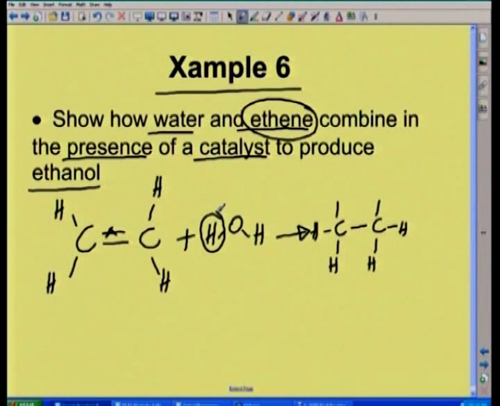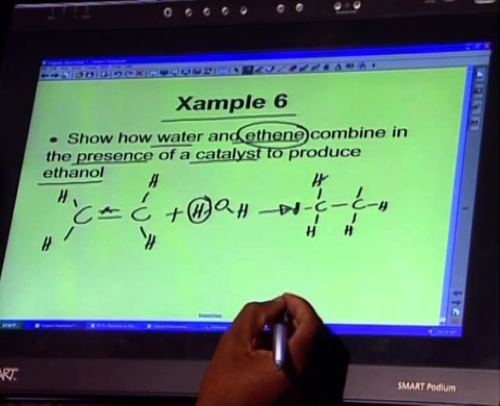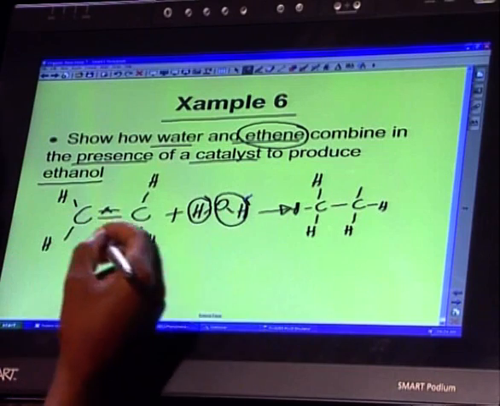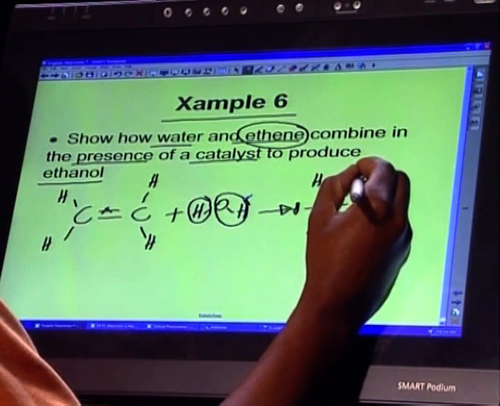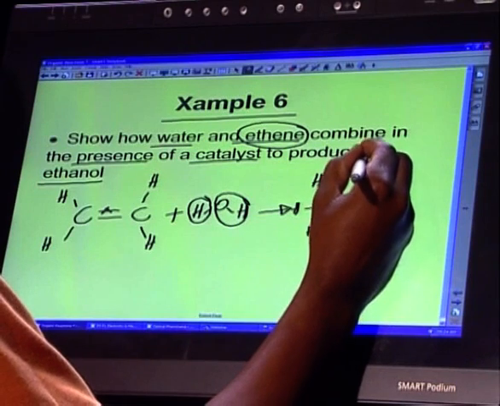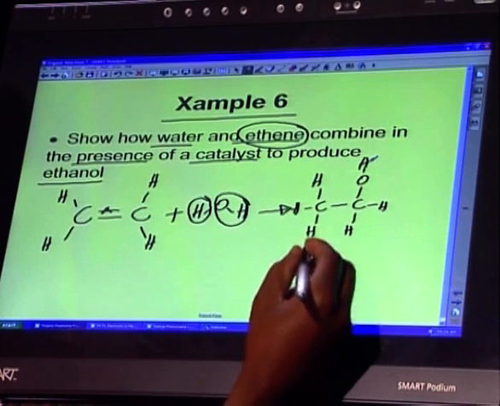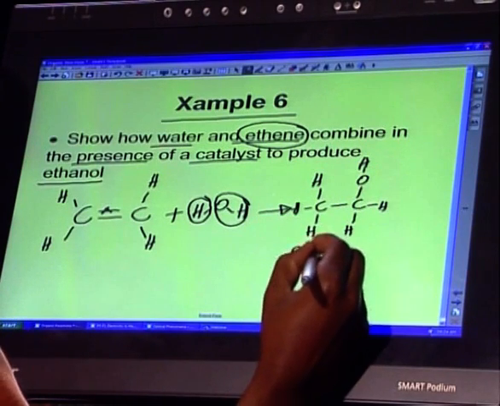One part of the water molecule, which will be the H, the hydrogen atom there, would come and bond itself onto the carbon atom there. This one would go as a group to bond there as the OH. And what do we know about the OH? That is your alcohol. This is ethanol.